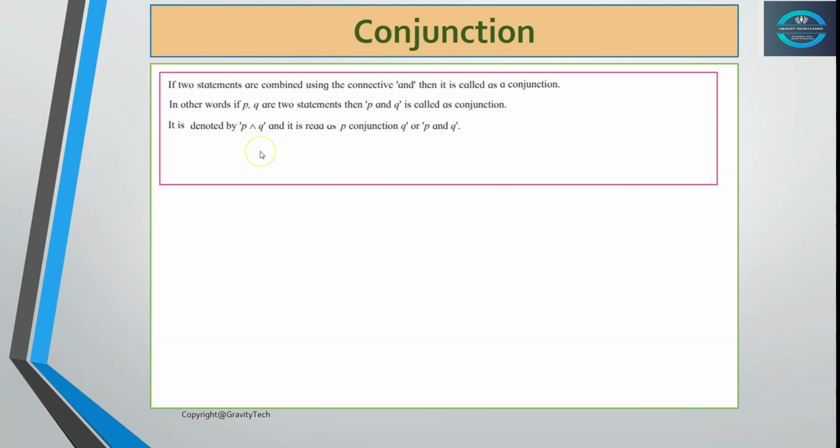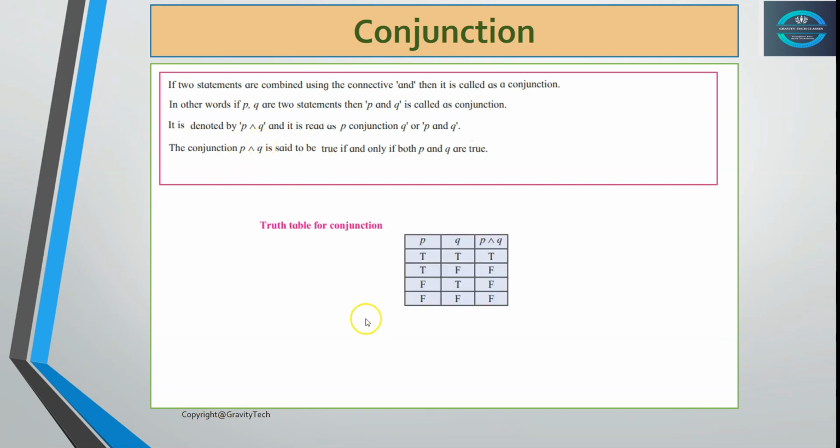The conjunction P and Q is true only if both P and Q are true, right? See, when it says and, what does that mean? This and this, that means both have to be true. And means both have to be true, then only the result will be true. Otherwise the complete result will not be true. So keep in mind that wherever there is an and, only when both are true will the final answer be true. So now let's look at the truth table for conjunction P and Q.